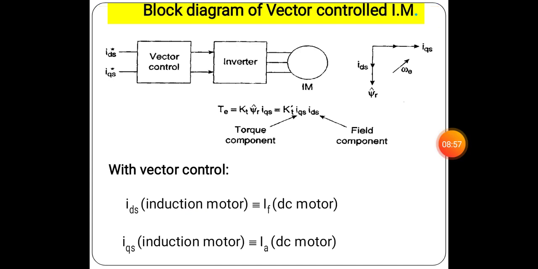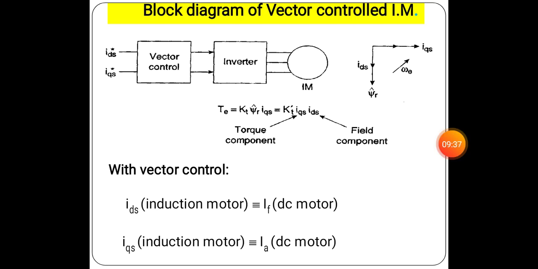Now this is the block diagram of vector control induction motor drives. According to that, we can control the speed of induction motor drives. According to the block diagram of vector control of an induction motor, the vector control will transform the direct axis stator current and quadrature axis stator current fed to the inverter, and that is fed to the induction motor, so that it will be decoupled with this vector control method.